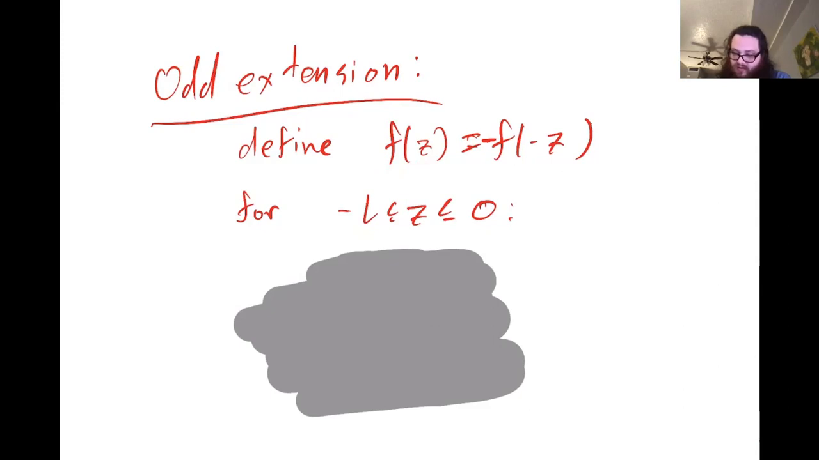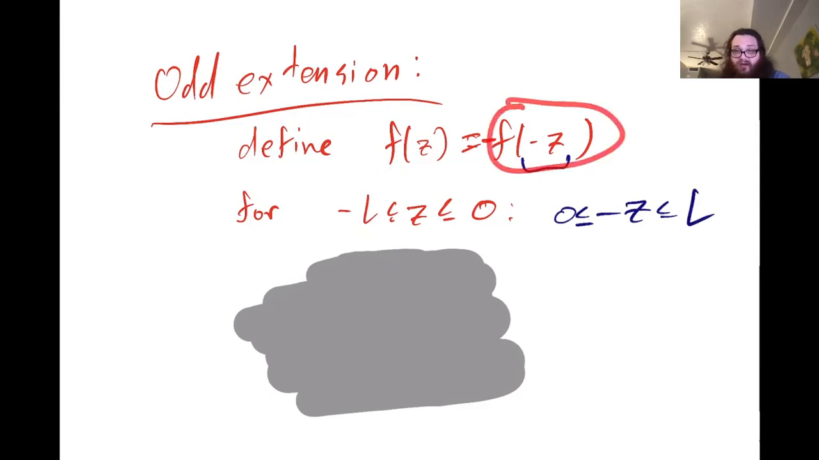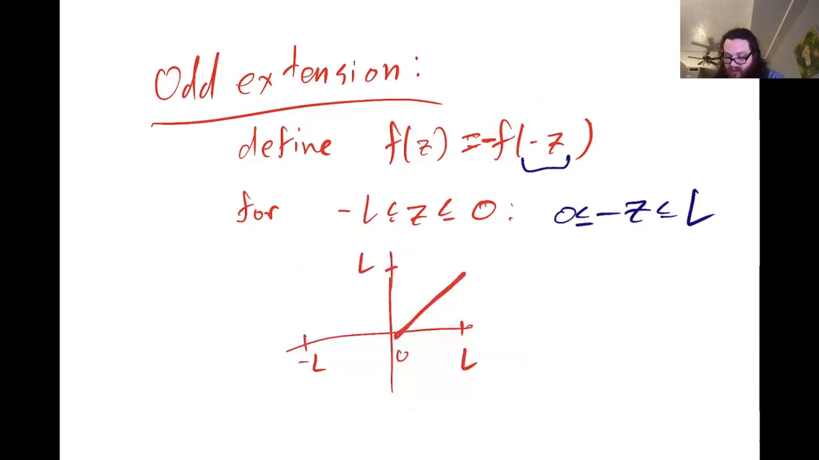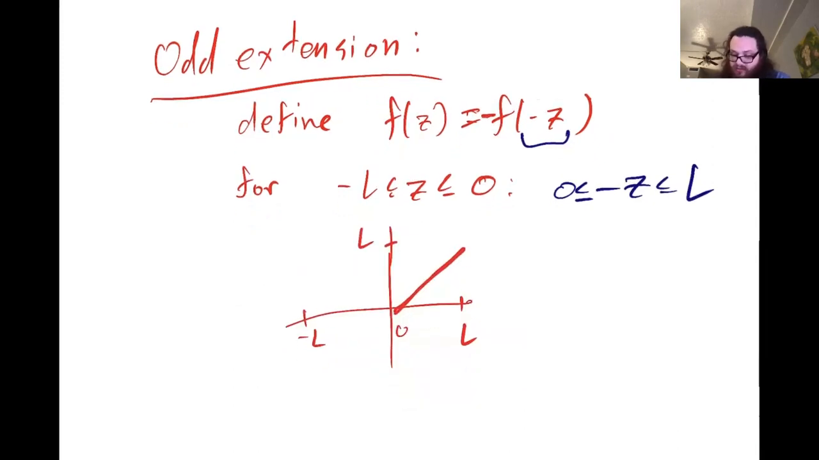Like this. So minus z is between 0 and L. This is where our function is defined, so we know what these values look like. And then we're going to just take minus that value. Okay. So what does that look like in practice? Well, here's a sketch. So 0 to L, here's where we're defining our function. This is f of x.